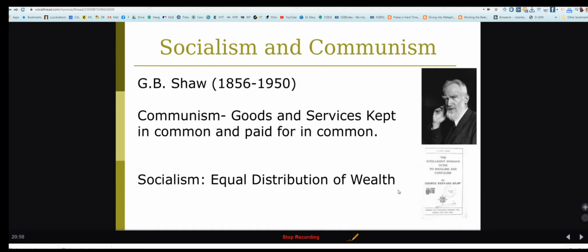Whereas he defines socialism in a very different way than some other people would. He talks about it as a way of distributing wealth. He thinks that socialism just means an equal distribution of wealth as opposed to all the other possible alternatives.